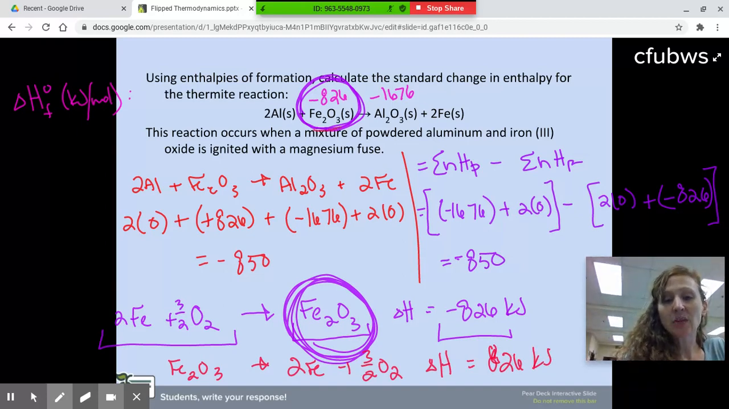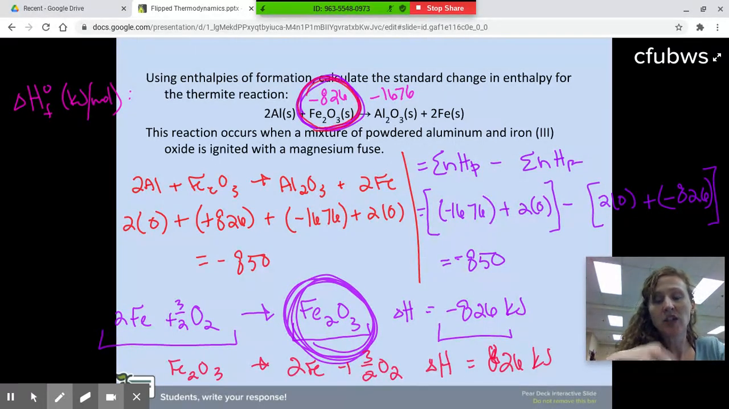Well, in our reaction up here, what's happening? Are we forming this Fe2O3 in our reaction, or are we going to pull it apart in our reaction?